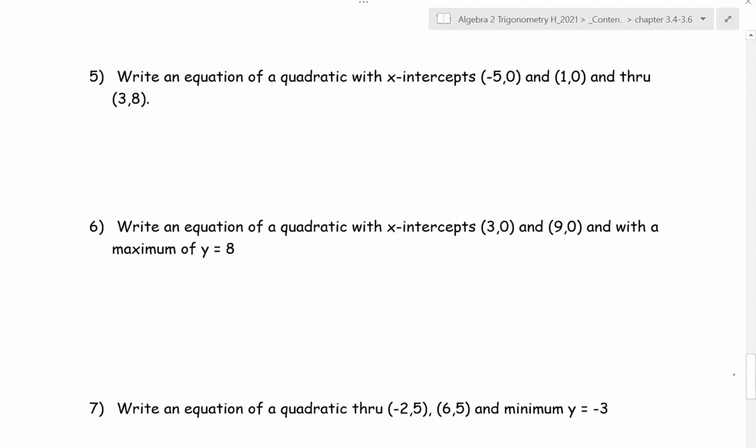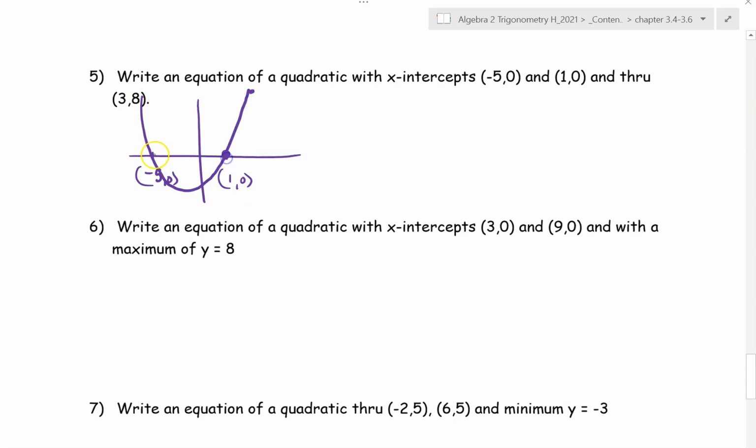Let's take a look at number 5. For number 5, I think it would help if you sketch a graph. Notice the x-intercepts are at -5 and 1. And notice they just gave us another point, (3, 8). There's nothing necessarily special about the 3 and the 8 other than it is a solution to our quadratic. So it looks something like this.